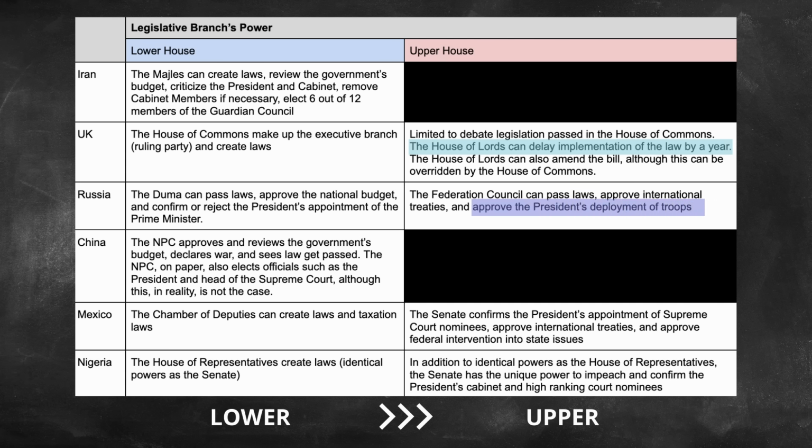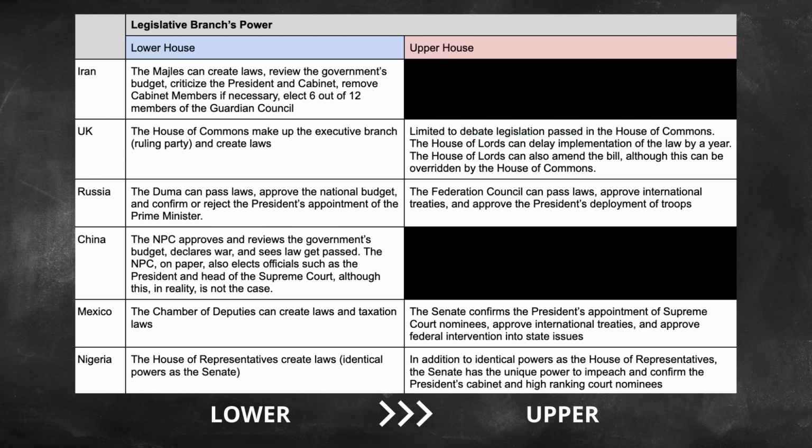If you're used to US politics, the Nigerian and Mexican legislative branch look really similar to the American system. That's another trick to memorize these houses.